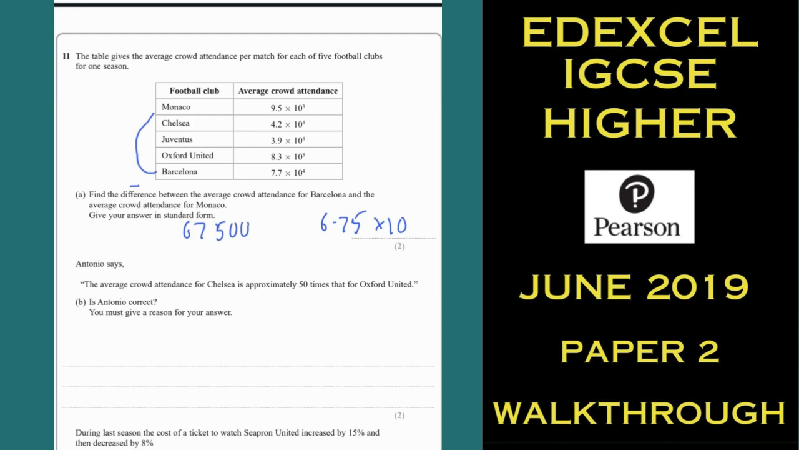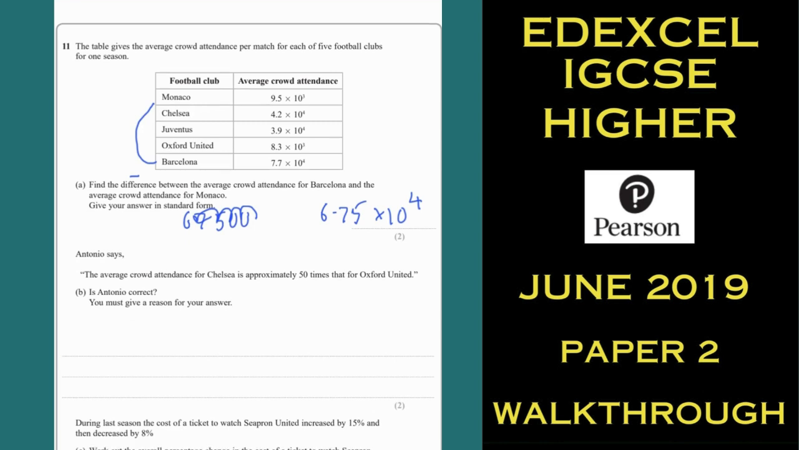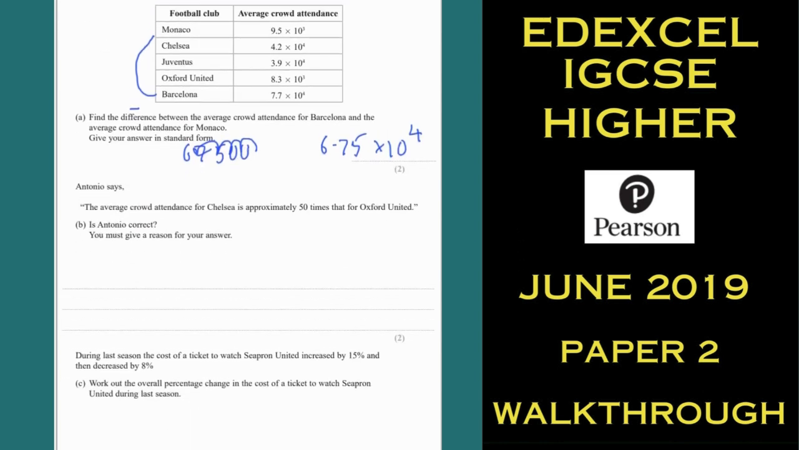The power will be positive, and some of you will do it by sight, or I know some teachers will say it's in the tens of thousands, that's power of 4, and they'll expect you to know it, whereas I know some people will go, there's a decimal point. That's where we want it. It's moved 4 times. I don't care how you get it. Do whatever works. Part B, Antonio says the average crowd attendance for Chelsea is approximately 50 times.